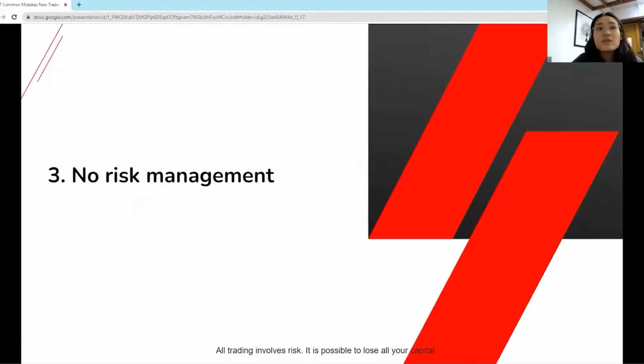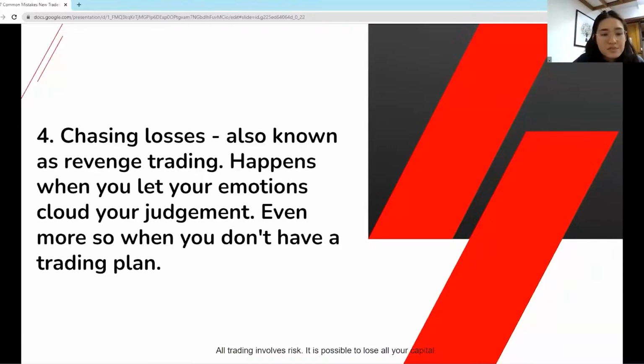Okay, here we have no risk management. This is our third common mistake that new traders make. And I'm combining this with our fourth mistake, which is chasing losses. Chasing losses is also known as revenge trading, which happens when you let your emotions cloud your judgment. So this ties nicely with our first point about having a trading plan, and also risk management that I'm going to talk about now.